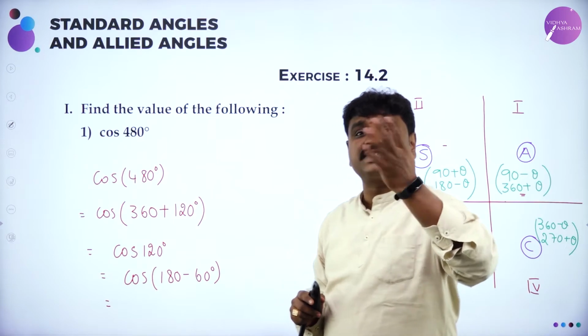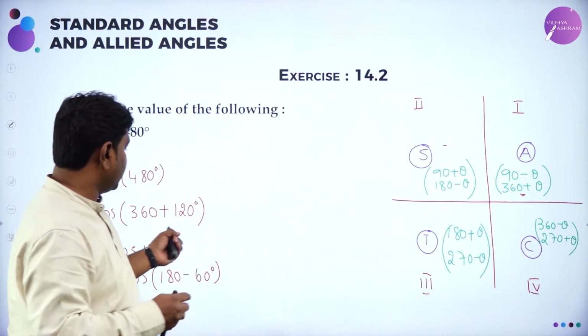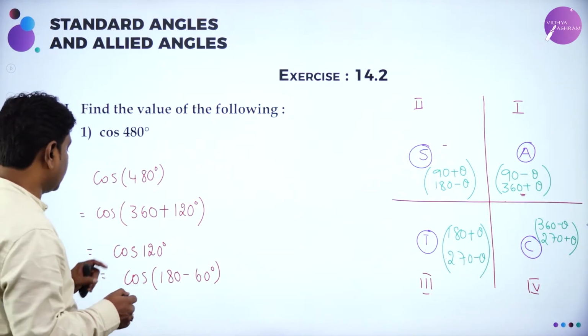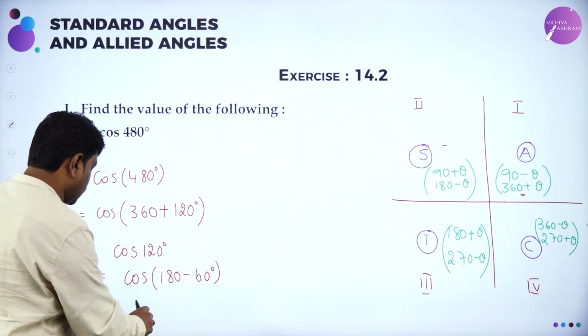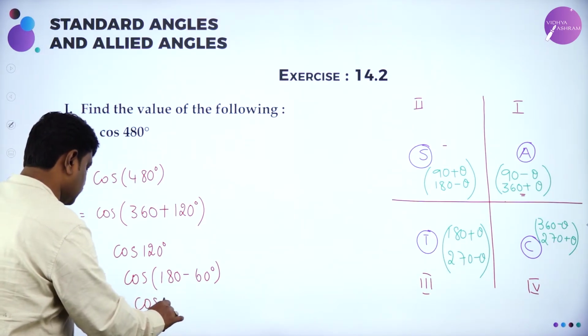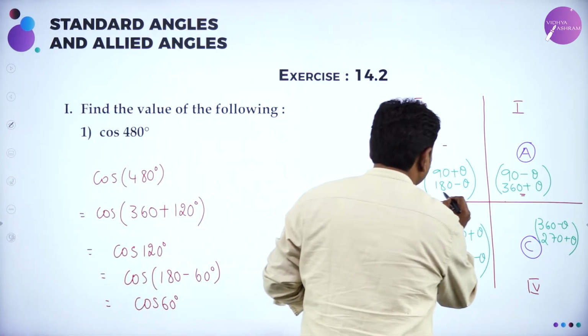But 120 is exceeding the value 90. So I can write 90 plus 30, or I can also write 180 minus 60. I'll write 180 minus 60 because for cos, 180 minus 60 is cos 60. But 180 minus theta lies in which quadrant? 180 minus theta is in second quadrant.